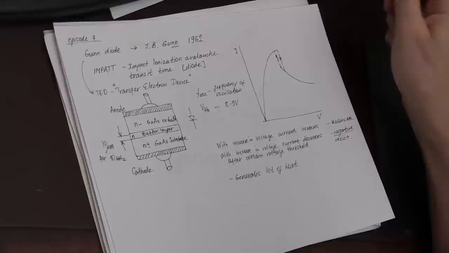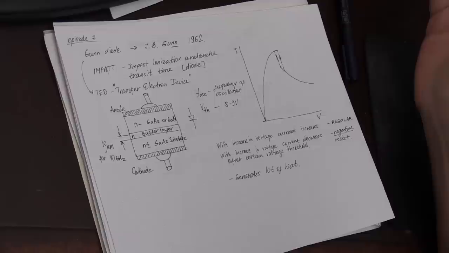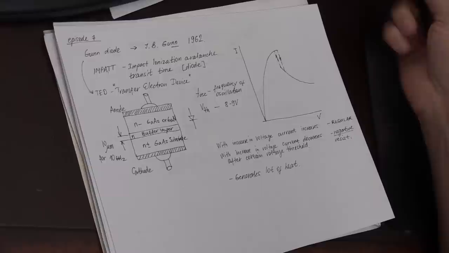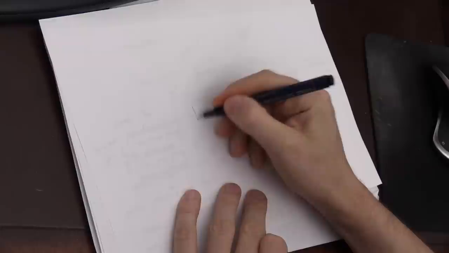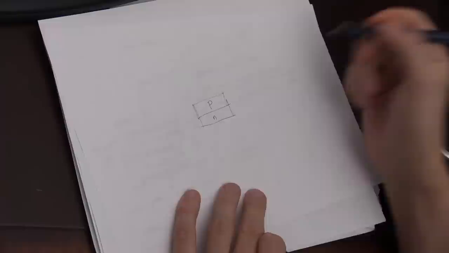So, what is a Gunn diode? A Gunn diode is not a PN device. What we usually expect when something is called a diode is a semiconductor device which has a PN junction with two leads attached to it. So this is how the regular diode looks. A Gunn diode is something different.